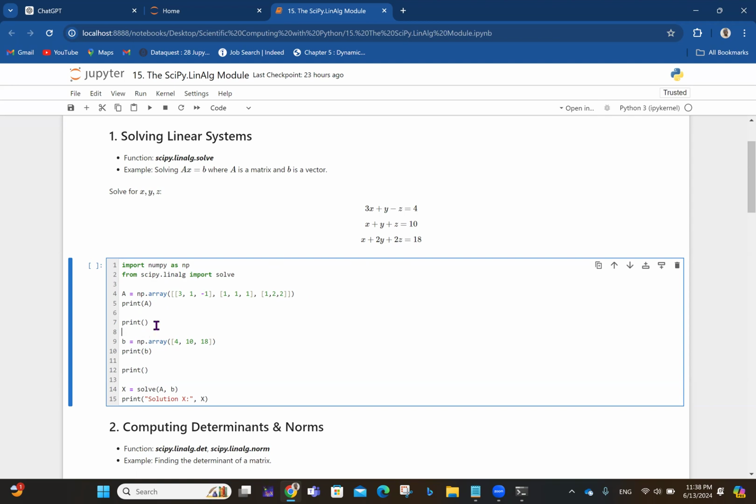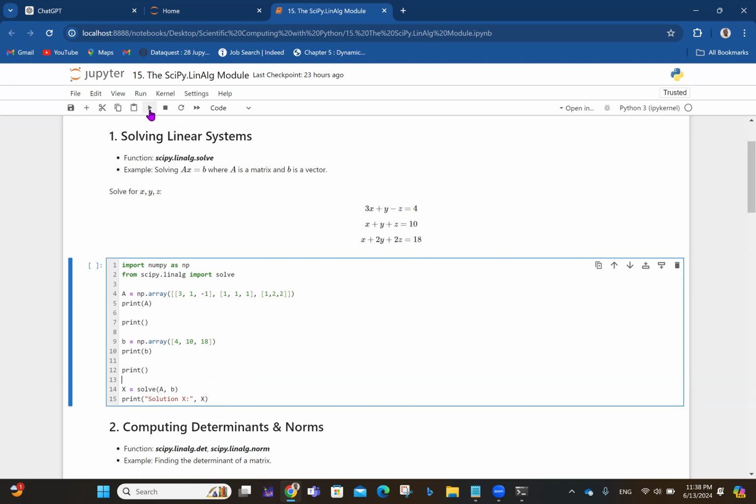And of course, this print is going to show you what that looks like. And then for B, you're printing the column vector. Where the solve is coming in is line 14. You now say X, that is the solution to the problem, right? So on the X line, you solve A, comma B. So you have the matrix and the vector. Then you can print the solution X.